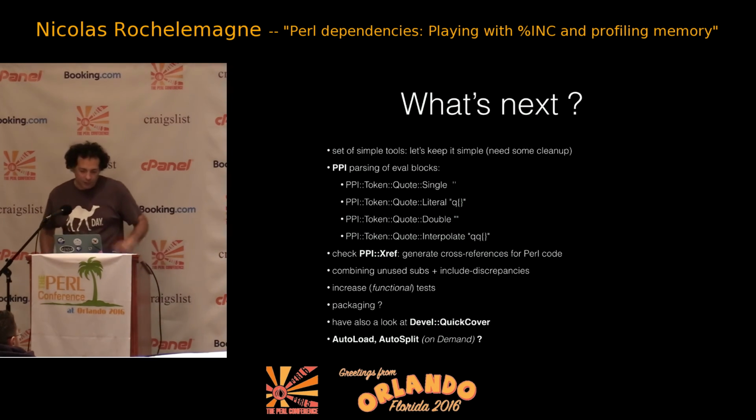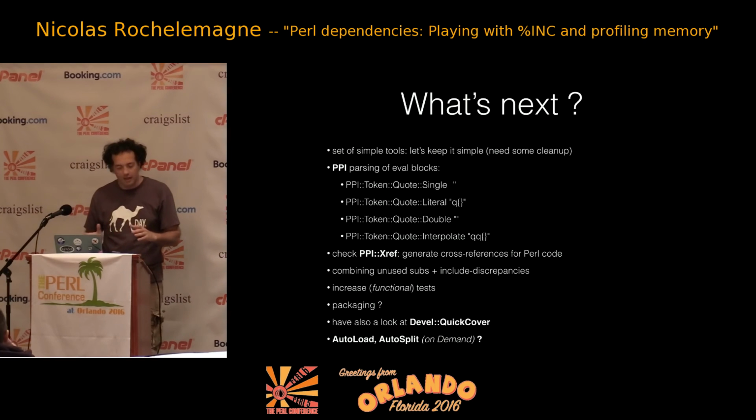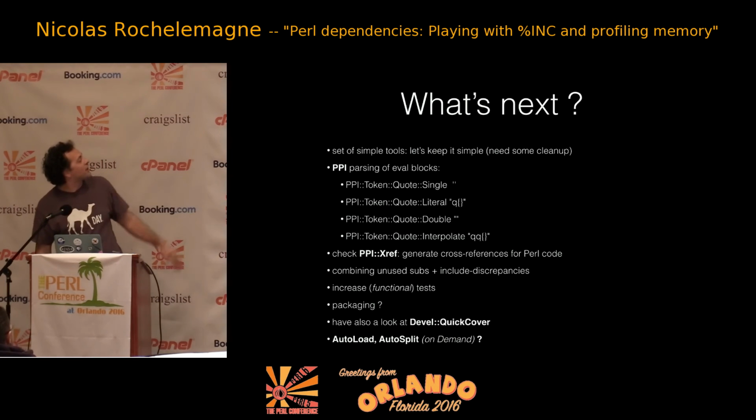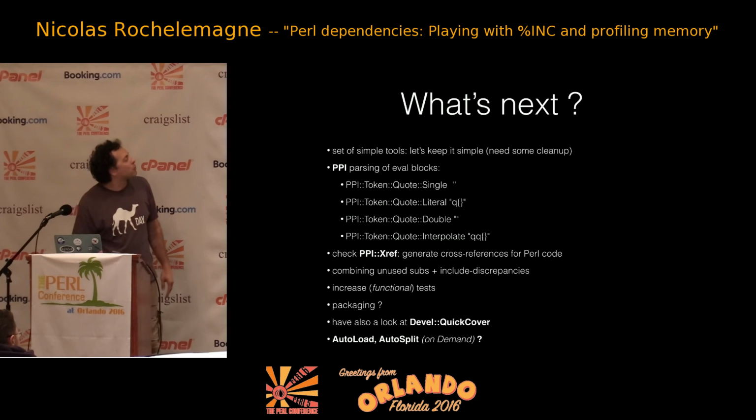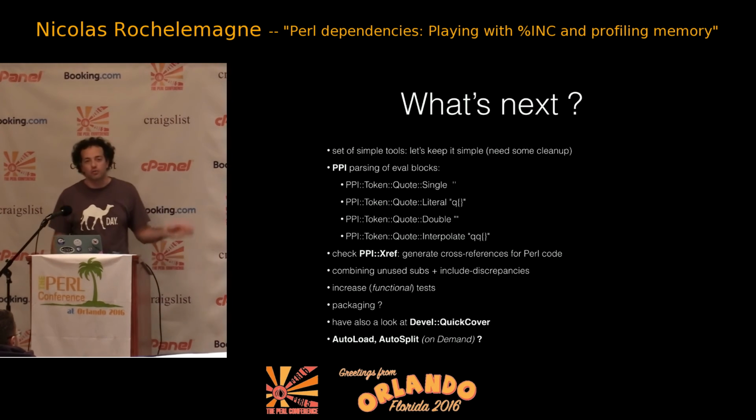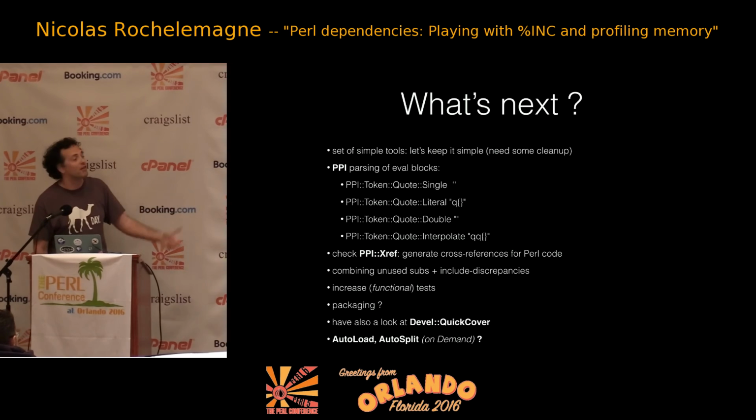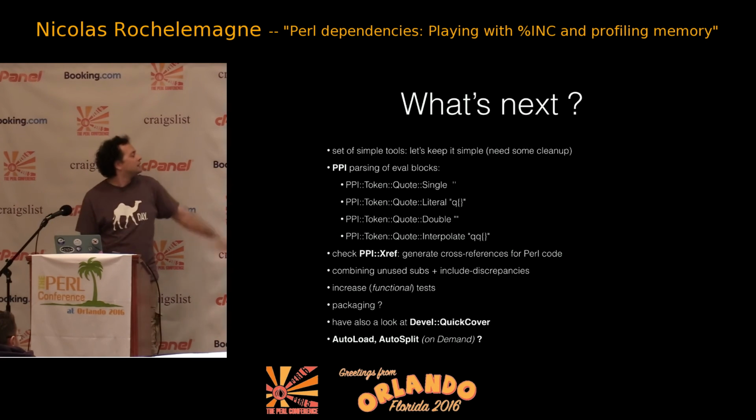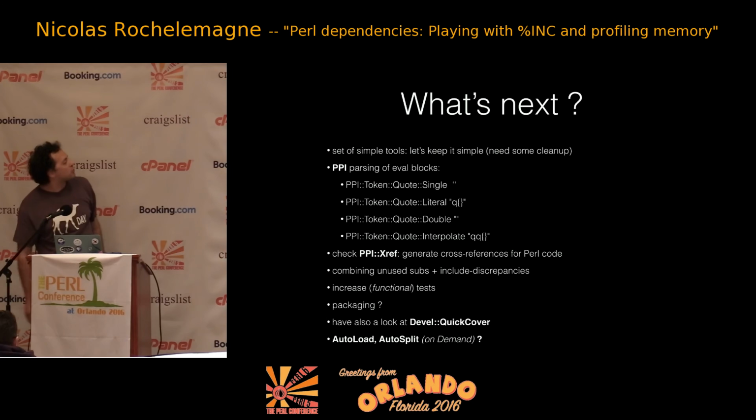So what's next for these tools? They are a very, very simple set of tools. I'm not sure I can go very deeply inside the script that detects dead code. But one of the problems when you do PPI parsing is to detect code inside eval blocks. And you have 4 kinds of quoted eval blocks: single, literal, double, interpolate. So they go by 2, but they behave differently.